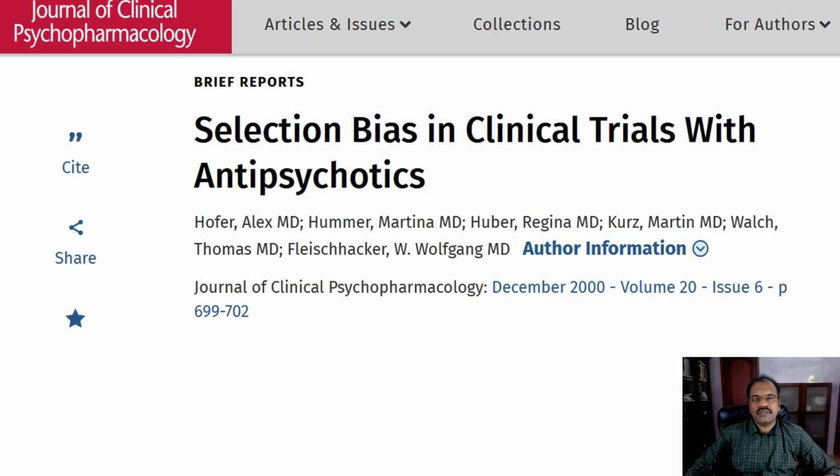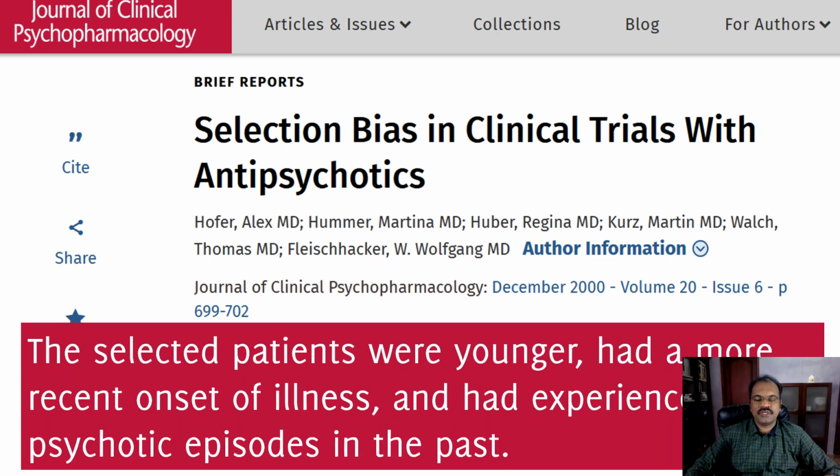And interestingly, what they found was that it was not the case. The patients who were selected for RCTs were younger, had a more recent onset of illness, and had experienced fewer psychotic episodes in the past. That is because when RCTs are there, they have a lot of exclusion criteria. So they may exclude people who have a past history of non-compliance, history of maybe not coming for follow-up, etc. Because of that, this kind of selection bias appeared in the study. So that selection bias can be there in various RCTs also.